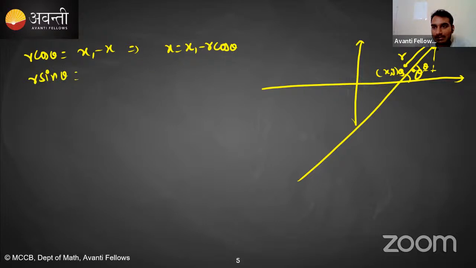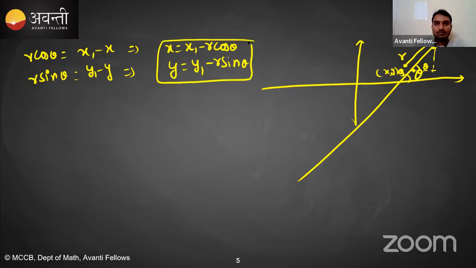R sin theta is nothing but this distance, which is y1 minus y. So it implies y equals y1 minus r sin theta. Is this clear, students?